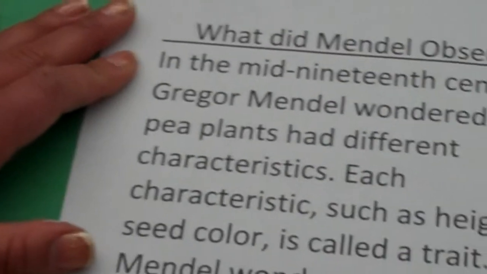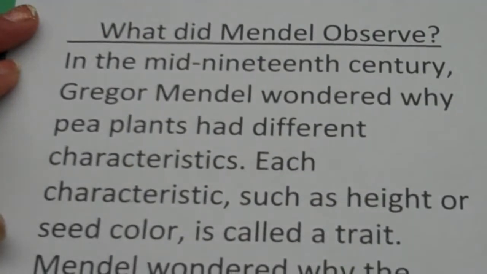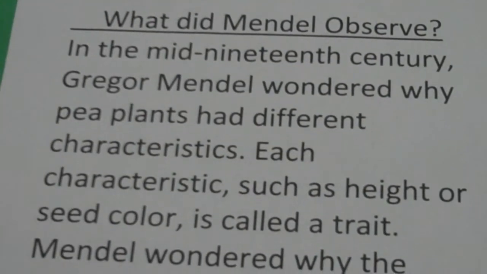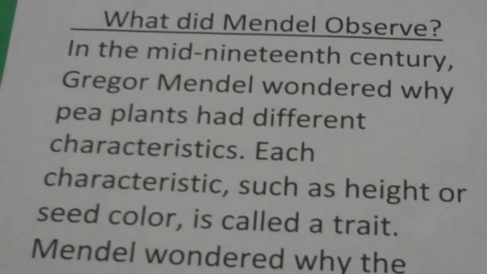Here's what I'm going to do. I'm going to go through this with you, and then I'm going to show you how I highlight, and I'm going to model for you how I take notes in the two-column notes on just Mendel and what he observed. Okay, so I'm going to grab a highlighter, and also a marker. You can use a pencil if you prefer.